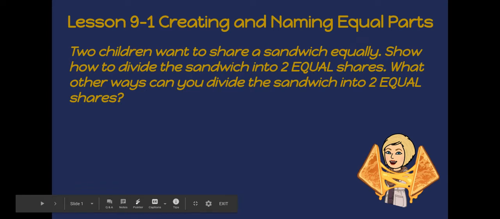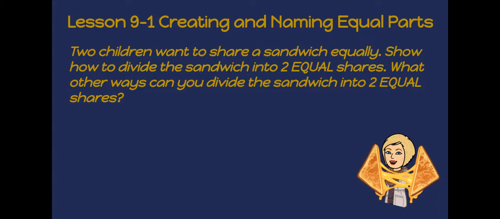Right, boys and girls, today we're moving into Unit 9. So this is Lesson 9-1, creating and naming equal parts. So we're going to look at this word problem together. Two children want to share a sandwich equally.